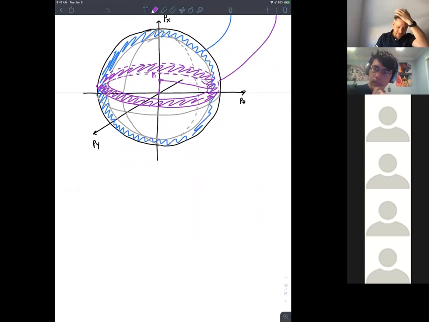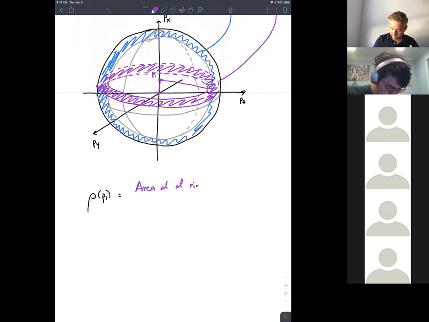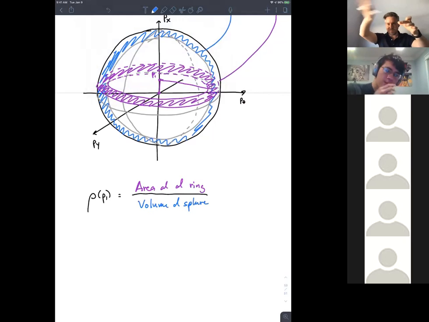Okay, so what we want to calculate, if I write this out painfully clearly, our probability density, rho of P1, is equal to the area of this ring divided by the volume of the sphere. Okay, so all we're doing is just finding the fraction of states which have this specific value and dividing it by the total number of states. So it's just fancy counting, right? It's counting for the advanced student.